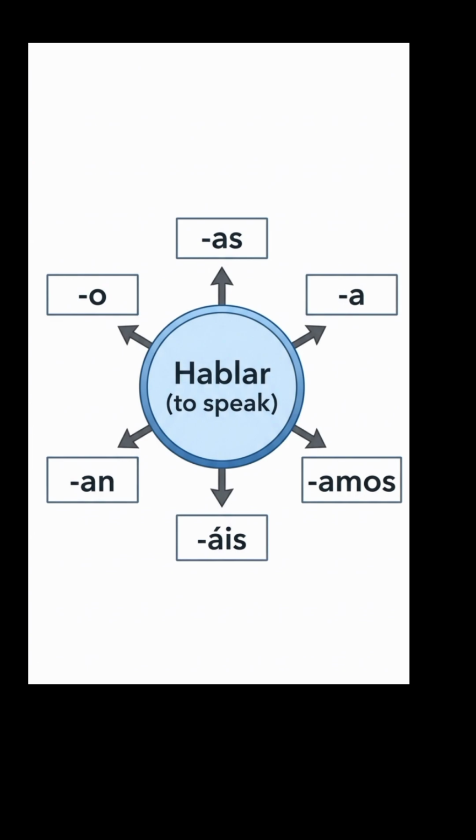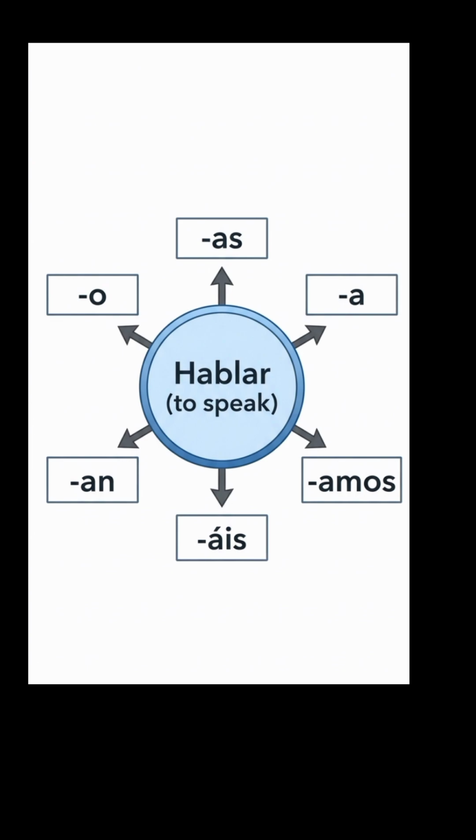So the ending or the suffix you will add will determine who wants to speak. Is it me? Is it you? Or a particular group of people? This diagram on the screen represents the infinitive verb at the center, and the arrows point to the suffix that will help us to determine who is going to speak. From the infinitive verb, you will remove the AR that makes it infinitive. Then you will add any of our suffixes to determine who wants to speak.